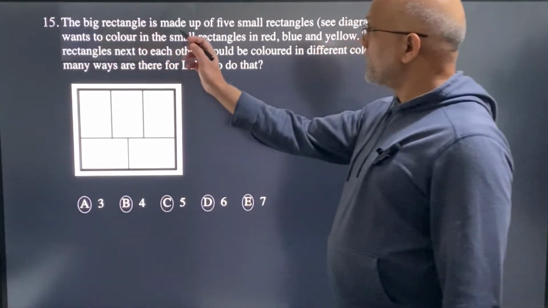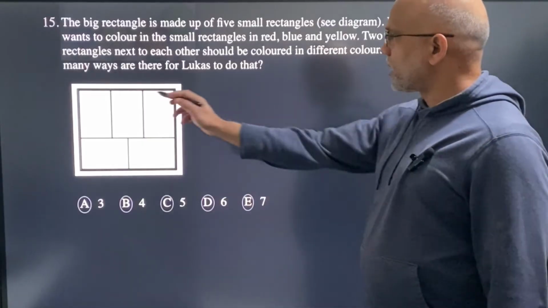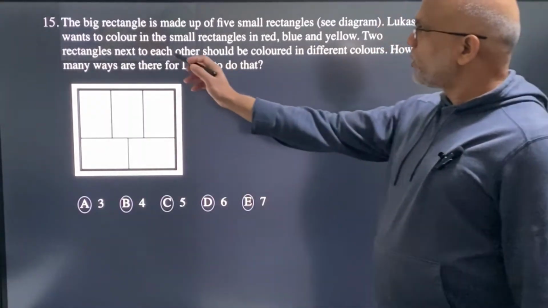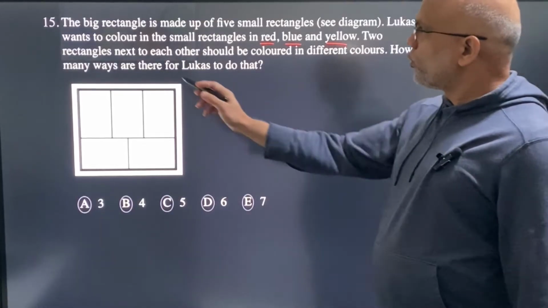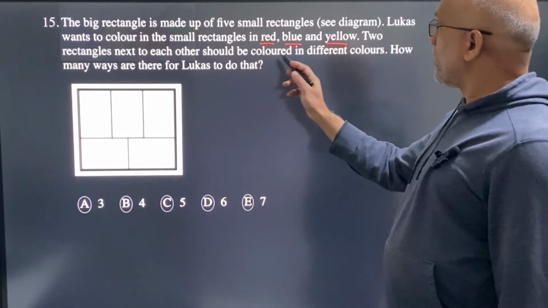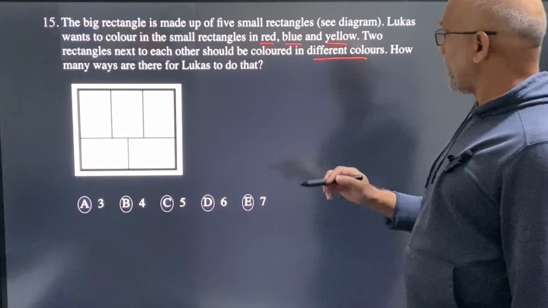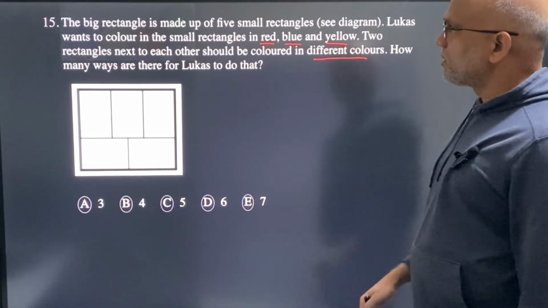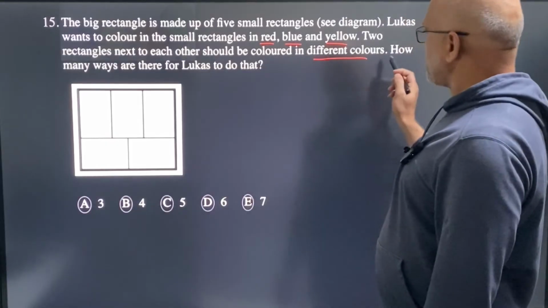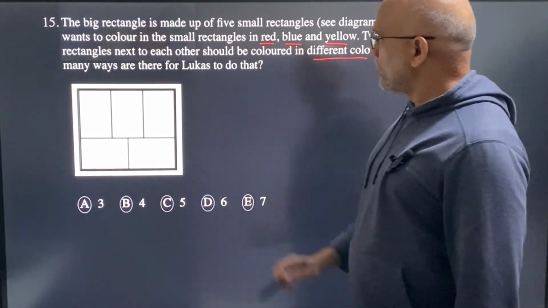The big rectangle is made of 5 smaller rectangles. See this diagram. Lukas wants to color the small rectangles in red, blue, and yellow. Two rectangles next to each other should be colored in different colors. All right. So two rectangles that touch each other, they must have different colors. How many ways are there for Lukas to do that?